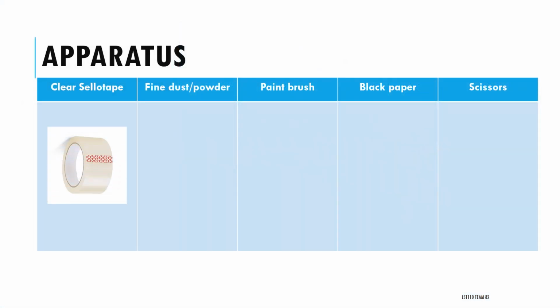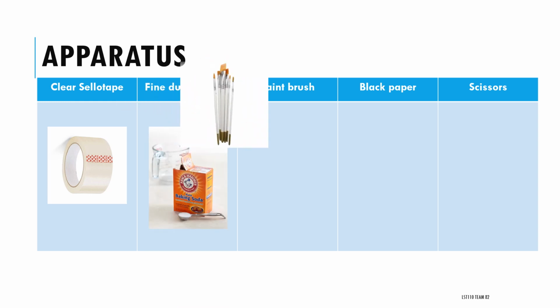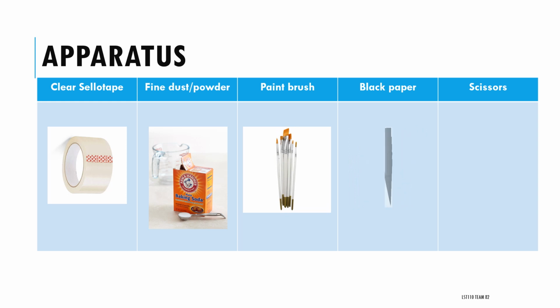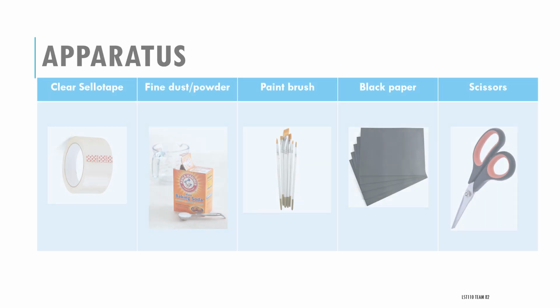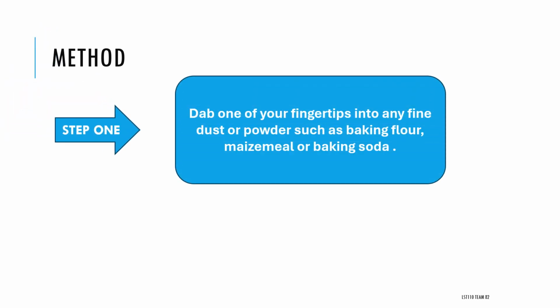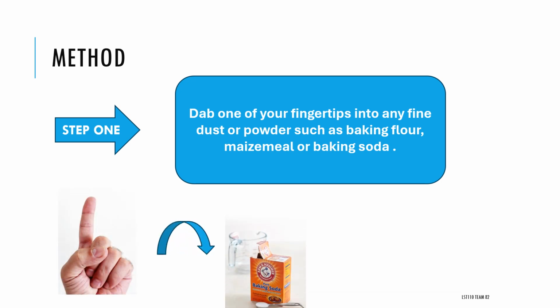Apparatus: clear sellotape, fine dust or powder, a paintbrush, a black sheet of cardboard paper, and a pair of scissors. Method: Step 1. Dab one of your fingertips into any fine dust or powder such as baking flour, maize meal, or baking soda.